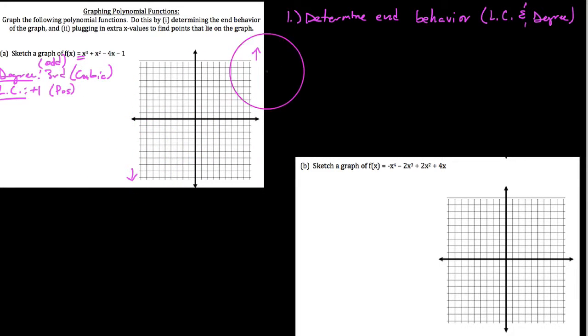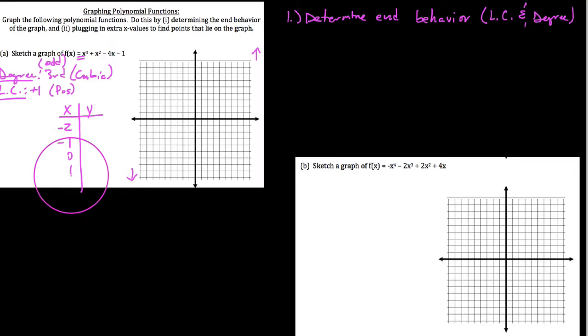So I've already got an inclination that I've got this curve that starts down here on the left and goes up to the right. So now what we're going to do is plug in some extra x values to find some points that lie on this graph. Now, plugging in extra x values can be something that is not an easy task, or at least it's not very straightforward because you have to do direct substitution on a lot of stuff, or do you? So in terms of what x values to use, I'm going to use a nice central set of x values to plug in. I'm going to plug in easy ones first.